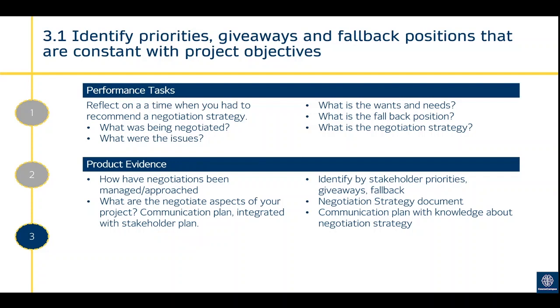3.1 is about identifying priorities, giveaways and fallback positions that are consistent with project activities. So this is the first step to planning your negotiations before you actually get involved in it.